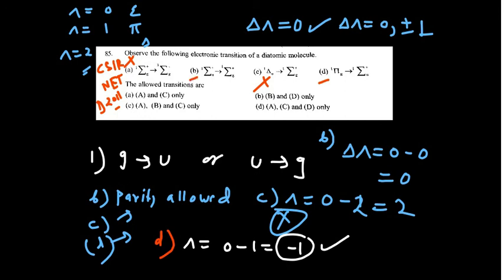Now check the signs. You see here, plus to plus is allowed, and there is no question of plus and minus here, so it could be allowed. So the correct answer is the option B and option D. Your option B is looking correct, so you can mark option B as the correct answer. So this is how we determine the allowed and the forbidden transitions. Now moving to the next problem.